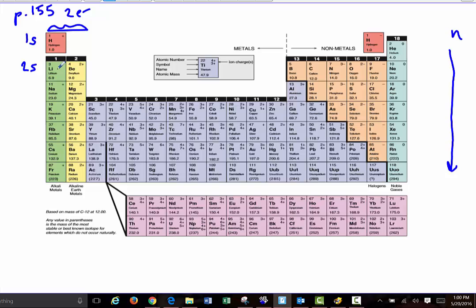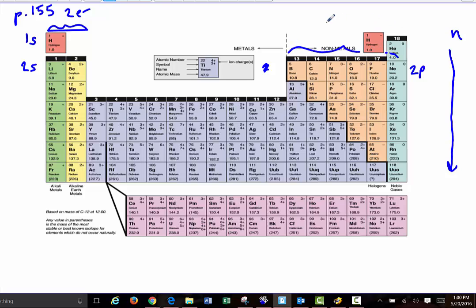Coming across and over to the other side here, this is the 2p, starting right here. And I think what I'll do is I'll actually write it over here just for simplicity. So 2p starts at boron and it goes all the way to neon. And the 2p can hold a total of 6 electrons. All of the p orbitals can hold a total of 6 electrons.